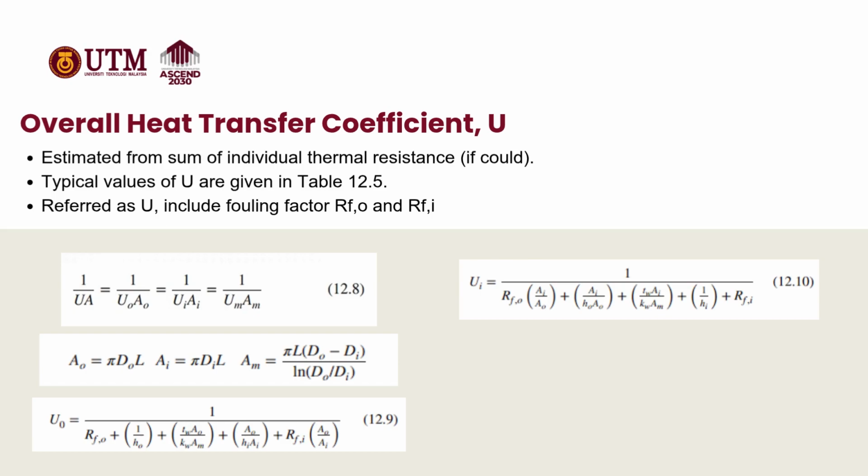We can refer U to the outer area, inner area or mean area in equation 12.8. The formula for the area can be seen in the equation below it. And the full expressions for UO and UI are given in equations 12.9 and 12.10.